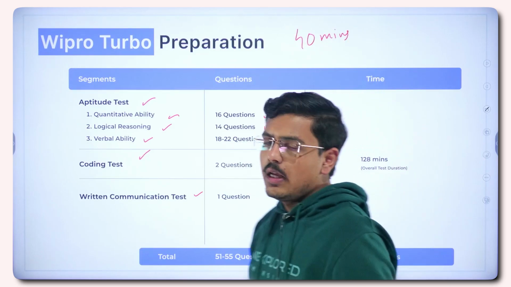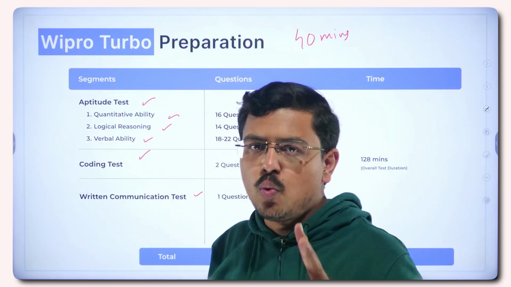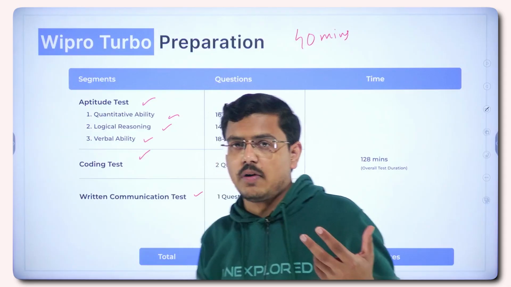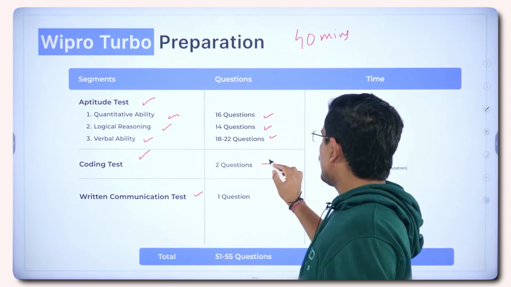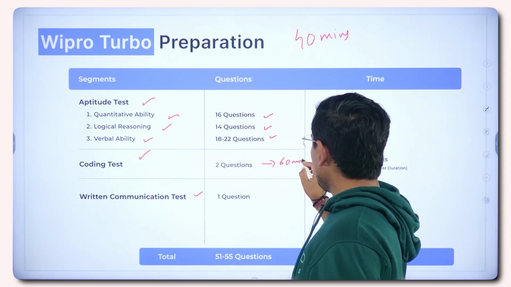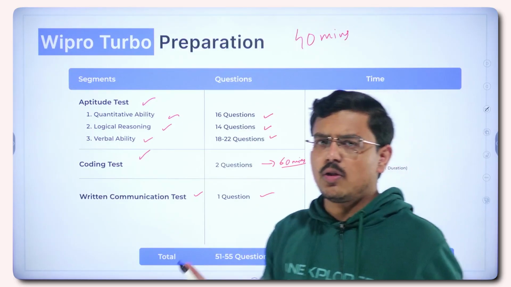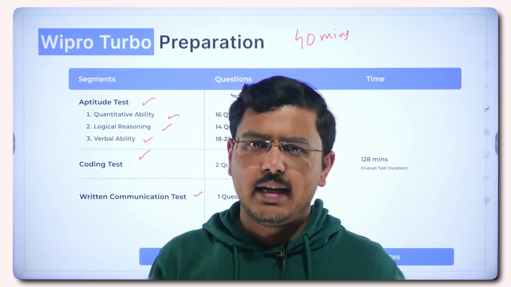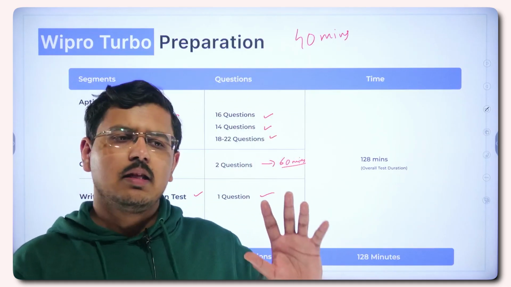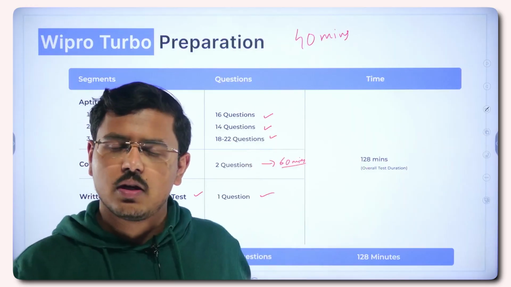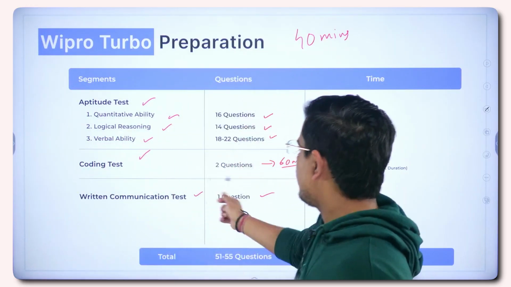Apart from this, there would be a coding test in which you have 2 questions. The first one is generally basic, the second one is generally advanced. In this case, you will have 60 minutes specifically for coding, and then you will have a written communication test where there would be 1 question you will be writing. Usually there is something involved around communication. Sometimes it is essay writing, sometimes it is comprehension, understanding, things like that.